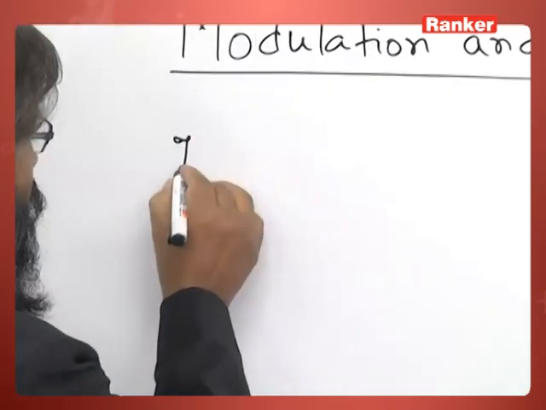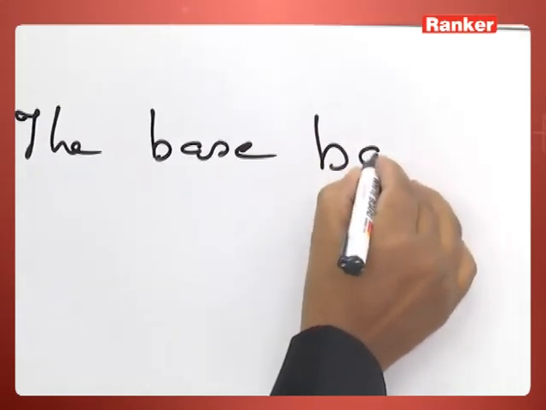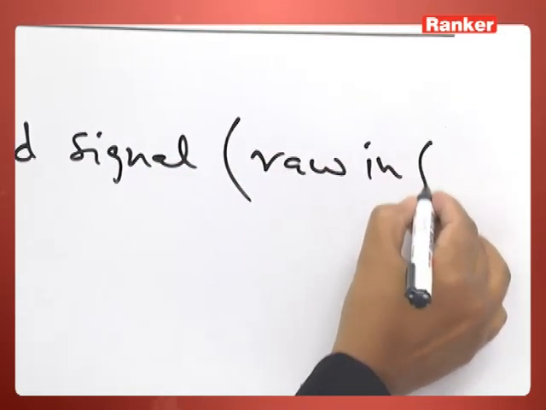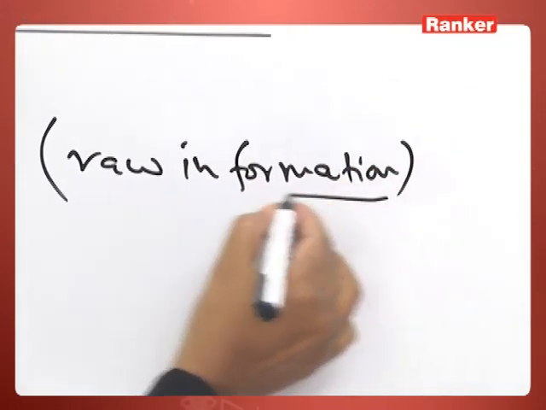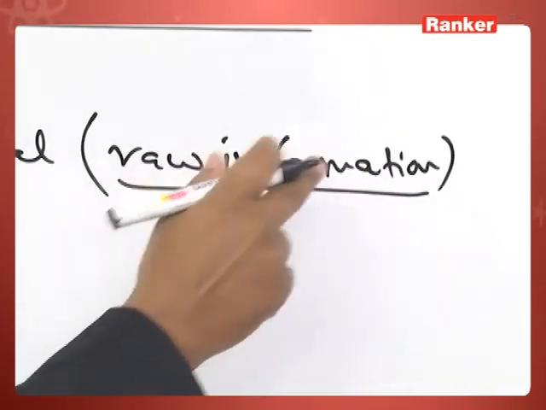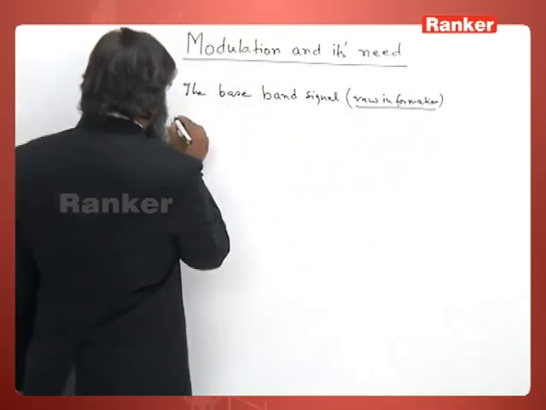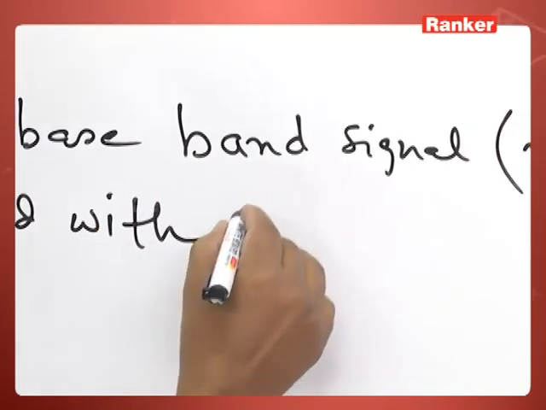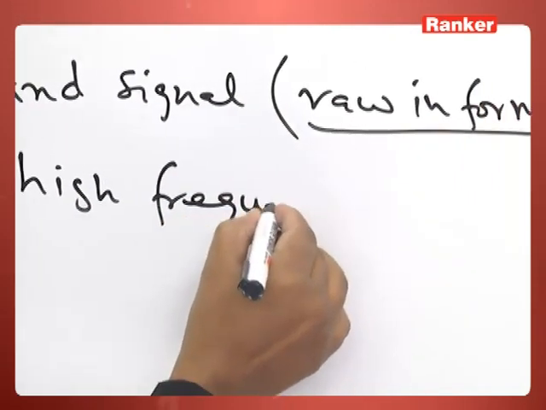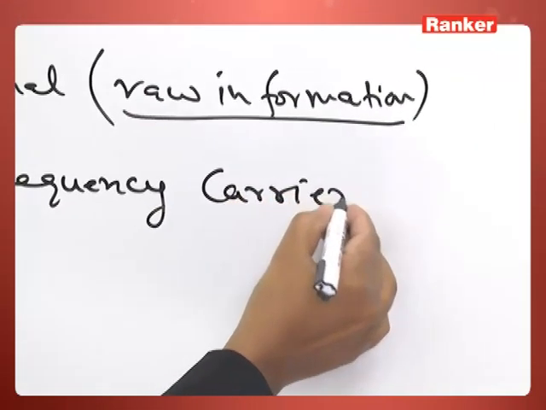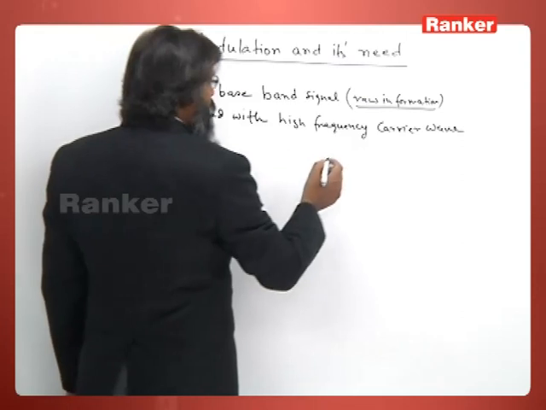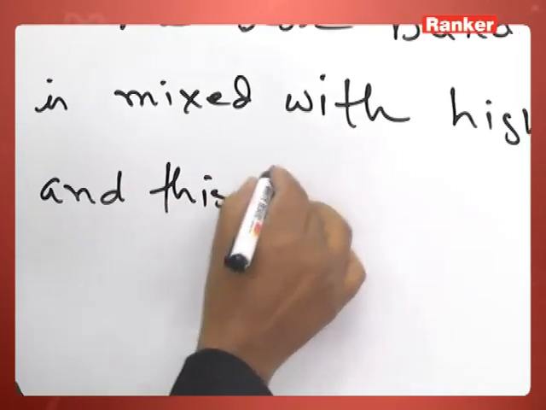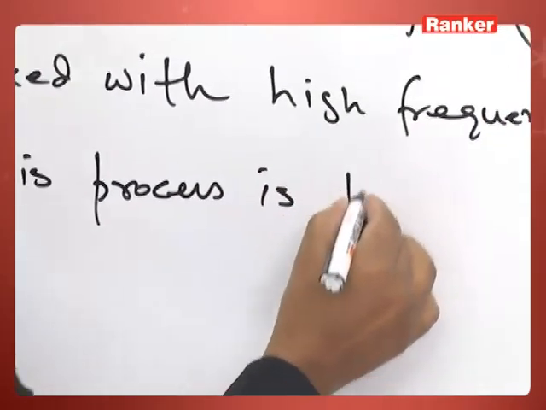So, the baseband signal, that is the raw information that is collected by the help of a transducer, is mixed with a high frequency carrier wave, and this process is known as modulation.